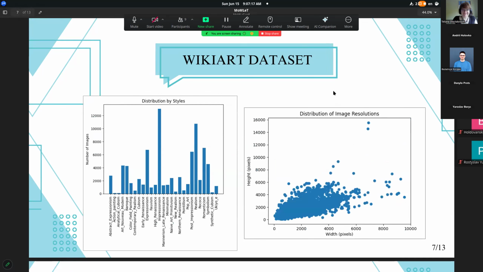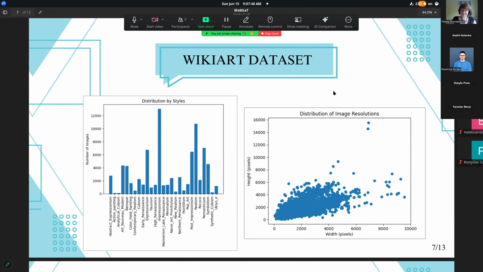Now, for the fun part. This study used the WikiArt dataset containing over 1,000 high-quality images, which are already divided into 27 styles, as can be seen on the left plot. For the training itself, 5 classes were considered, namely abstract expressionism, color field painting, mannerism, late Renaissance, naive art primitivism, and post-impressionism. And 1,000 images were used for each style.